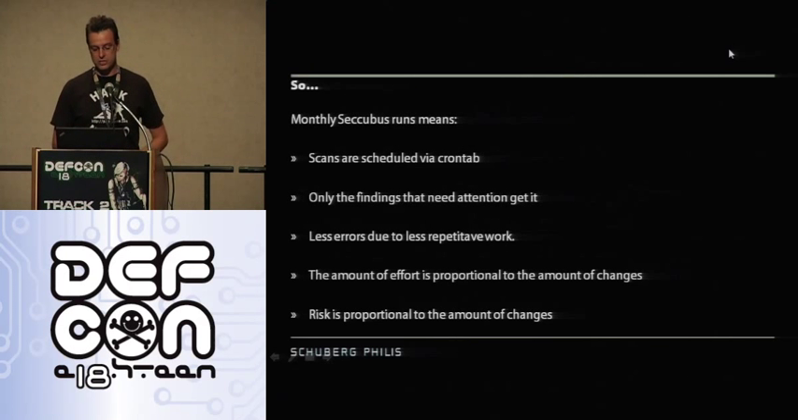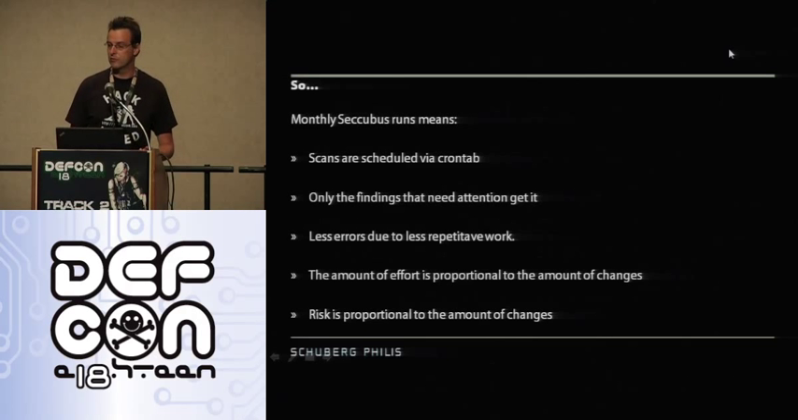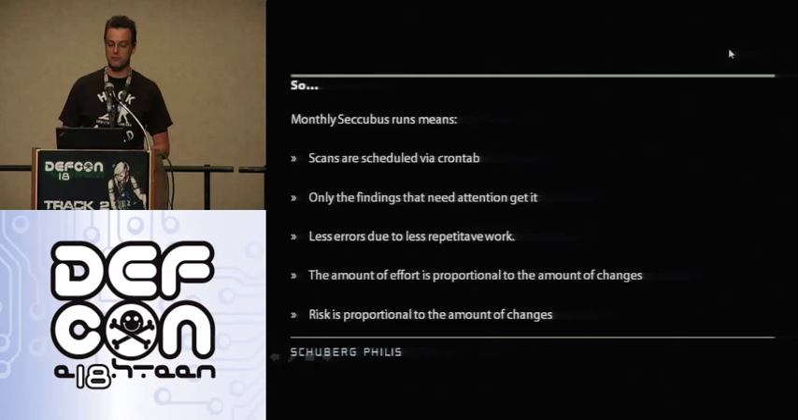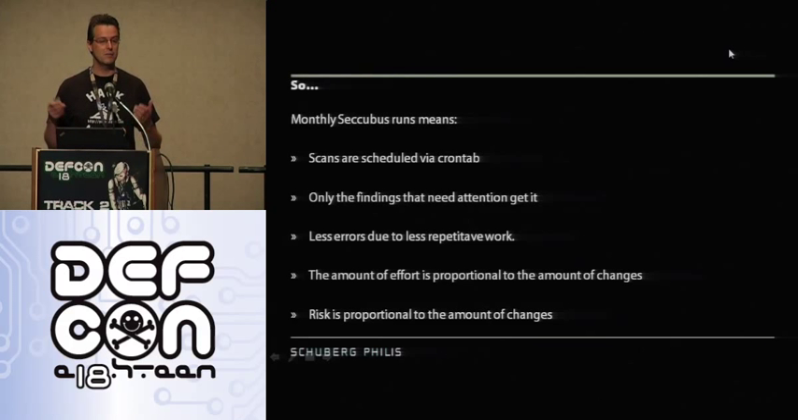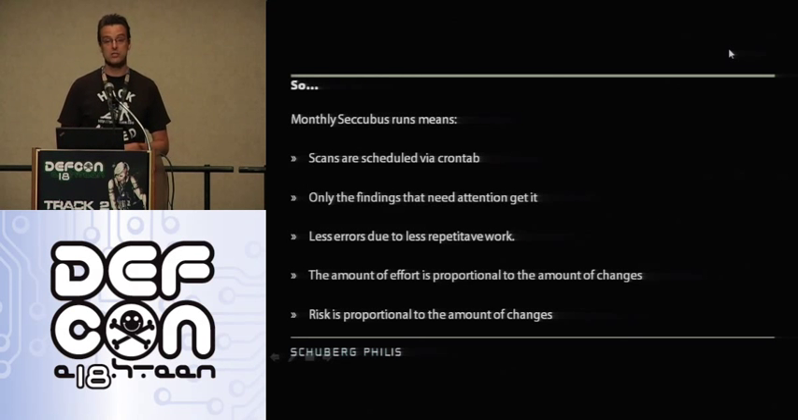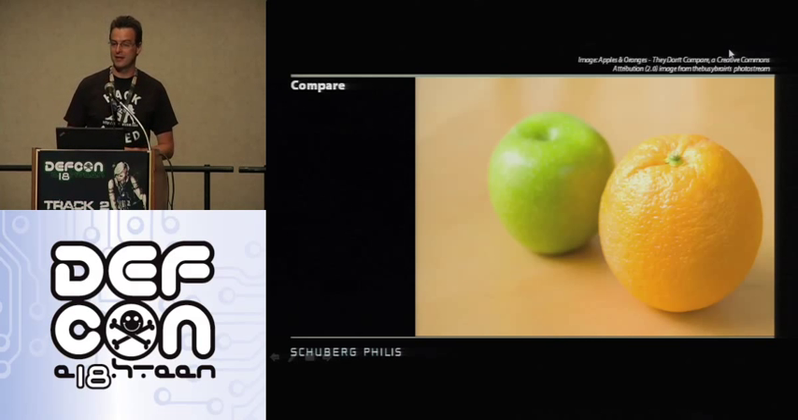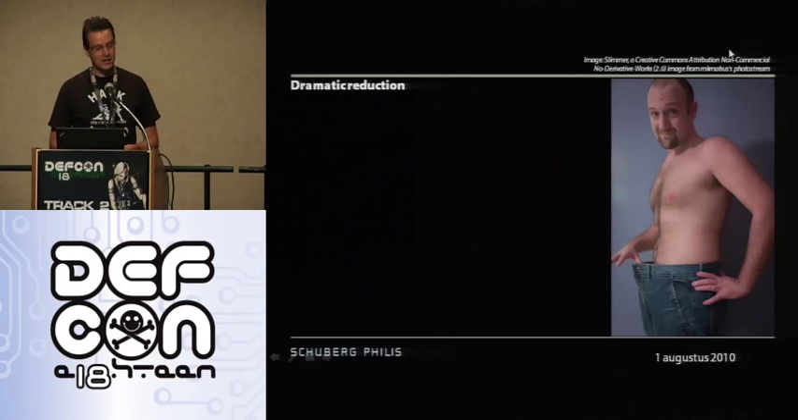On the other hand, if you use Seccubus monthly, weekly, whatever you like, it means you can schedule your scans. You only have to look at the findings that need your attention. It means you have fewer errors because you got less repetitive work to do. And you get a better balance between the amount of changes in your network and the amount of work that you do. And if a network changes frequently, it means that there's actually a bigger security risk as well. So by cleverly comparing stuff that's relevant, you can actually cut quite a lot of fat out of the analysis process.